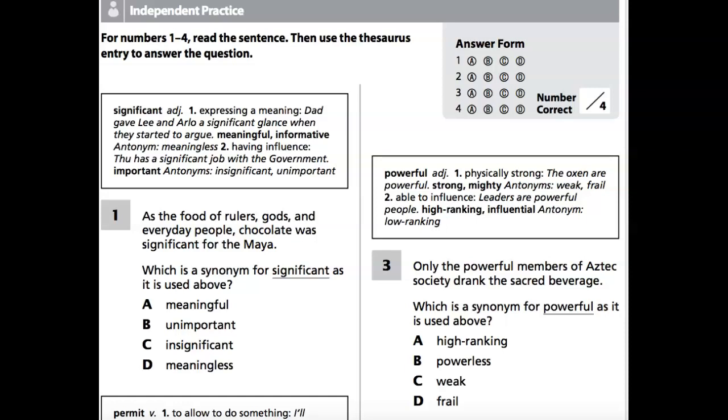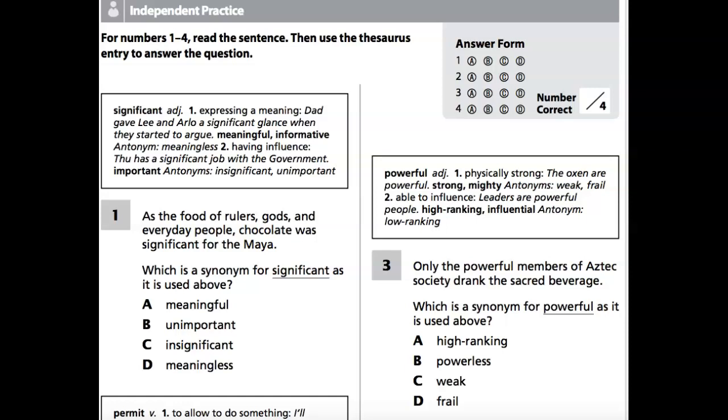All right, so let's look at the first one, significant. It's an adjective expressing a meaning. Dad gave Lee and Arlo a significant glance when they started to argue. Okay, so significant glance there means that they're describing the glance or the look that Dad gave them. So a synonym for that is meaningful or informative. He's letting them know how he feels by his look. And then an antonym of significant is meaningless.